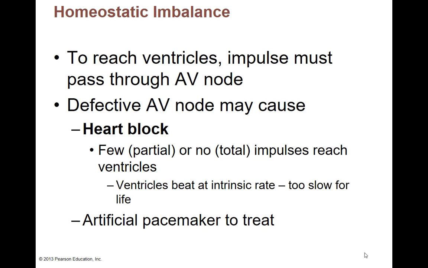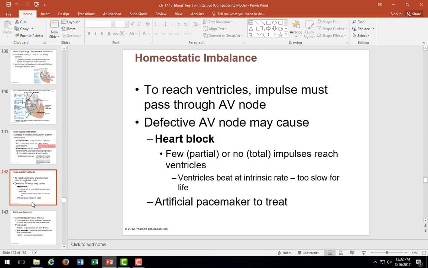If you have a problem with your AV node that moves electrical information from atria to ventricles, it's called a heart block. That means your atria may contract, but your ventricles don't. Again, you're not moving blood through the body. If your AV node has problems, or even your sinoatrial node, that's when they can put artificial pacemakers in. That's where we're going to stop.